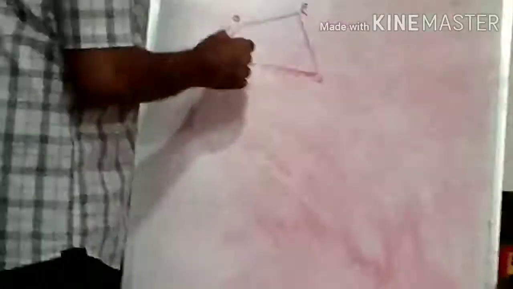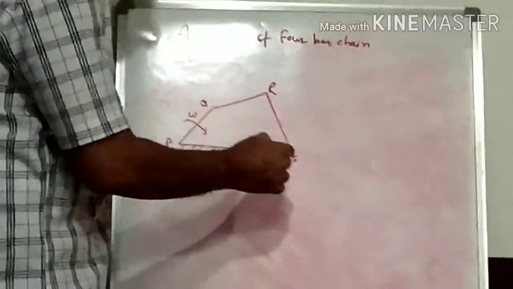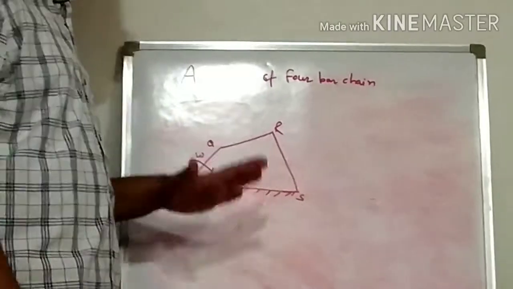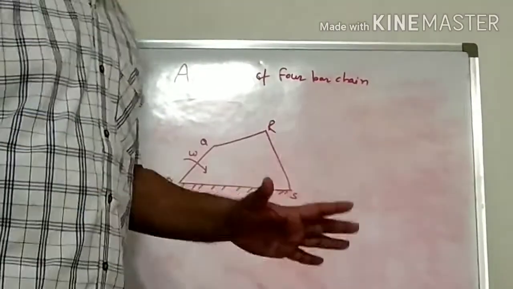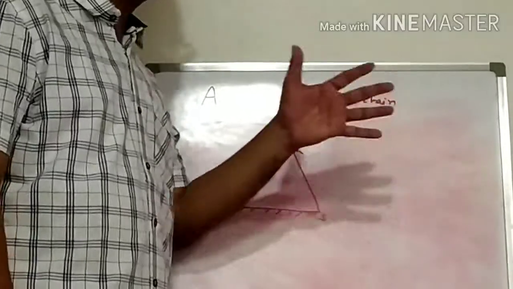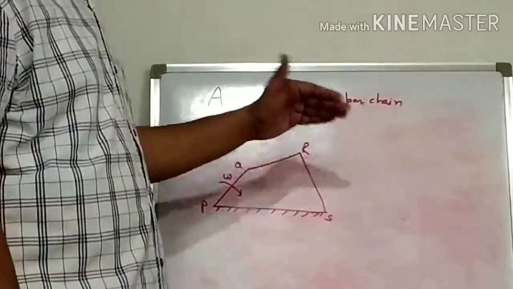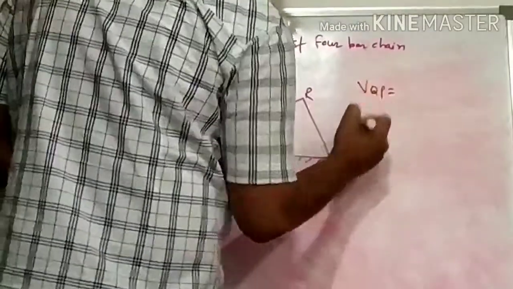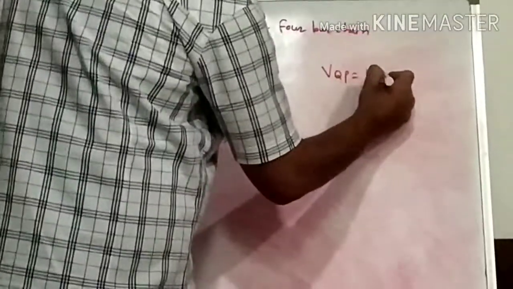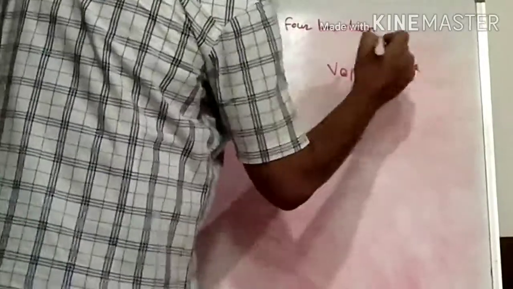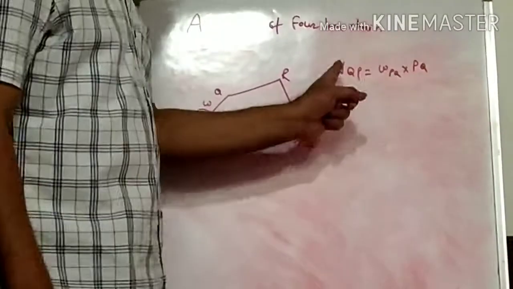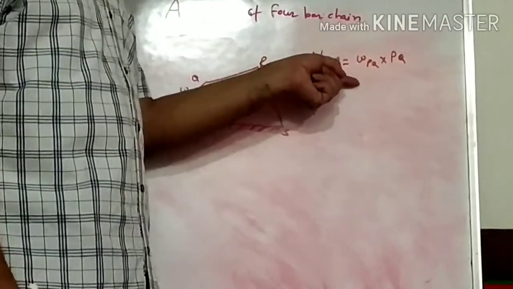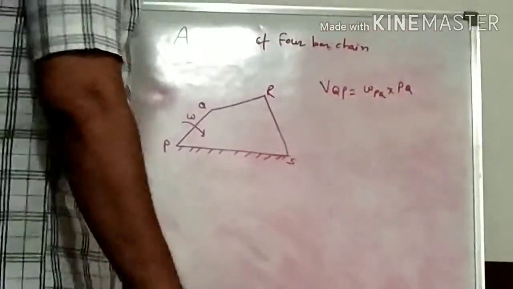Link PQ is rotating with angular velocity omega. Link PS is the fixed link. We already learned how to draw the velocity polygon, so by default the velocity polygon is step number 1 for the acceleration diagram. First we find the velocity of Q with respect to P, that is omega of PQ multiplied by the length of link PQ. From this we get the magnitude of the velocity of Q with respect to P. Then from that magnitude we choose a scale and draw the velocity polygon.